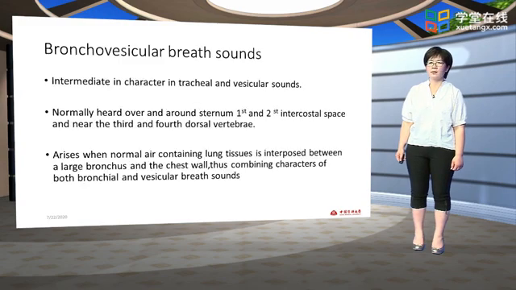The bronchovesicular breath sound is intermediate in character between vesicular and tracheal. The expiratory sound is louder, longer, and higher in pitch than the inspiratory sound, and has a hollow character. It is normally heard over and around the upper part of the sternum near the third and fourth dorsal vertebrae. It arises when normal air-containing lung tissue is interposed between a larger bronchus and the chest wall, thus combining the character of both vesicular and bronchial breath sounds.